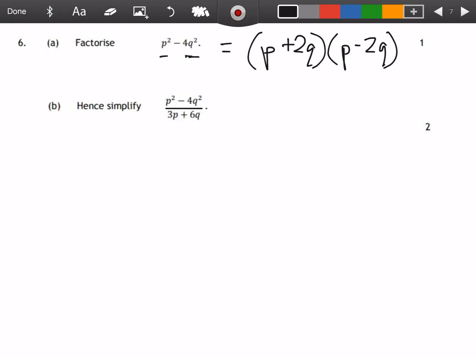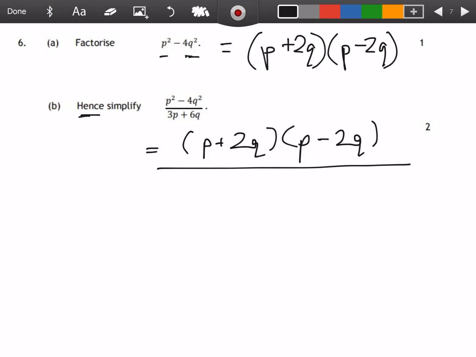Okay? Part B, hence. It says hence simplify. That now means use your answer that you've just got. You'll notice the top line of this fraction is part A. So I'm just going to write p plus 2q, p take away 2q, because we've already factorised that bit. Right, the bottom of the fraction. We're going to factorise this as well.